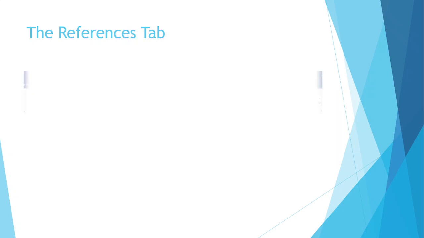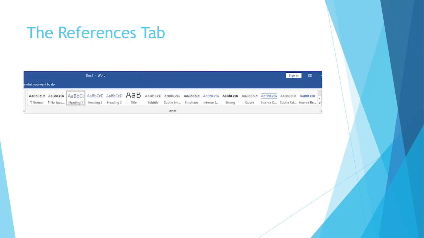So here, this is a representation. This is in the Home tab. We have the heading styles. We use heading one to entitle chapters or to write chapter titles. We use heading two style to entitle sections. We use the heading three style to entitle the subsections.